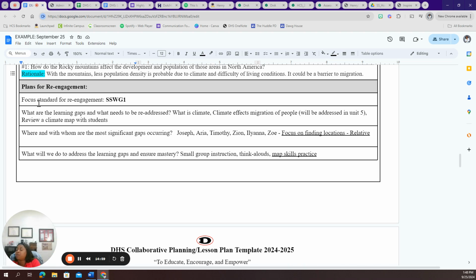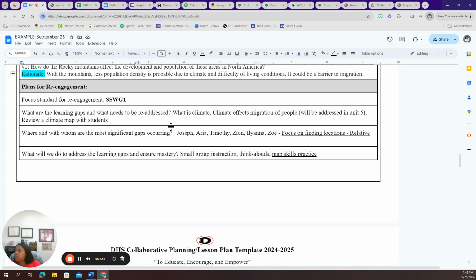Re-engagement is going to be where we're planning intentionally for our students to be able to go back into the material and address it in a different way. So I can put my focus standard here. I'm answering these guided questions and filling them in with my team, but I'm also filling them in based on my students, because what my students might need might be different from my teammate. So I underlined some things in here because I want to show you how this is actually going to align with my actual lesson plan.